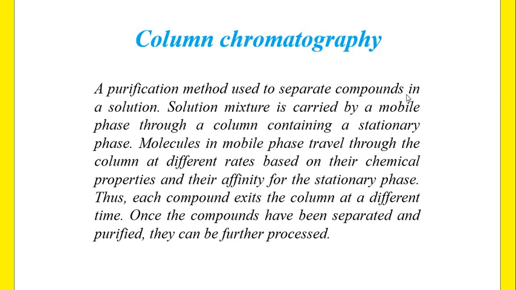Column chromatography is a purification method which is used to separate the compounds in a solution. The solution mixture is carried by a mobile phase through a column containing a stationary phase. Molecules in the mobile phase travel through the column at different rates based on their chemical properties and their affinity for the stationary phase. Thus, each compound exits the column at a different time. Once the compounds have been separated and purified, they can be further processed.